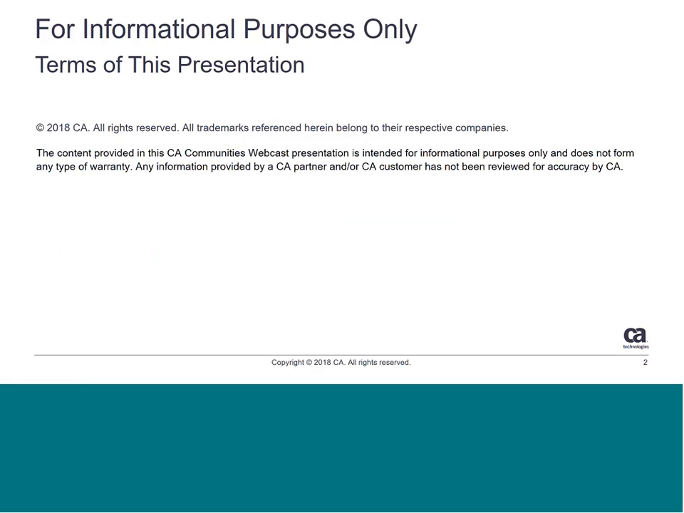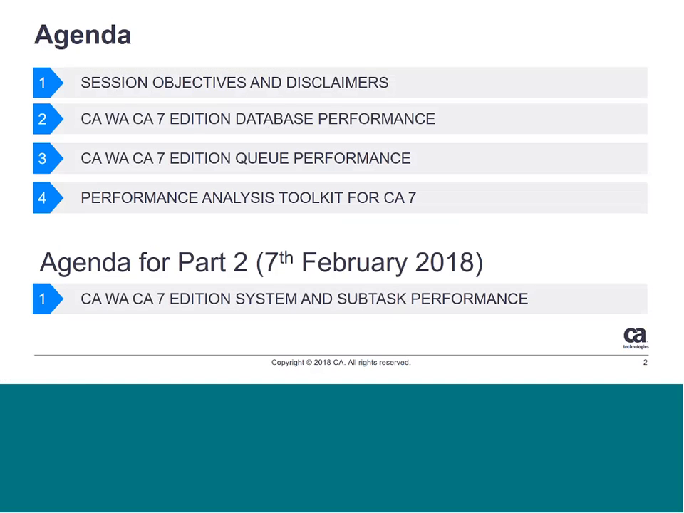Usual information, disclaimer, etc. So what are we going to cover today? I'm going to talk about the objectives in a moment and some disclaimers on the content of this material. And then we're going to look into database and queue performance. And then in part two, which will run on the 7th of February, in a couple of weeks' time, I'll be covering the second part of this, which will look at a CA 7 system and the various subtask performance analysis. So that's the agenda for today, to look at the database and the queue stuff.